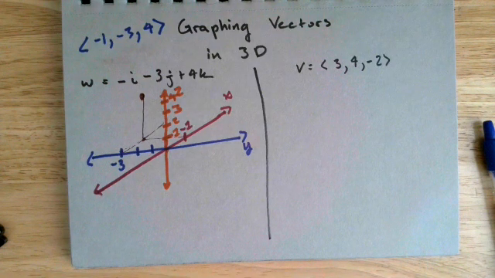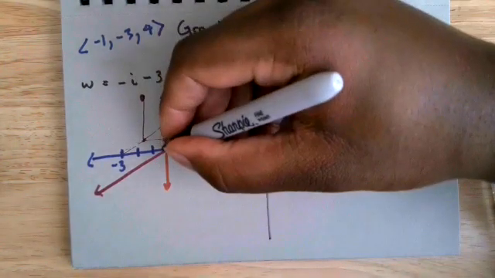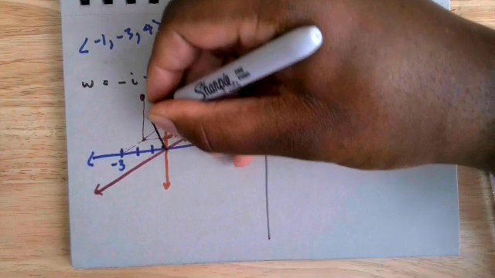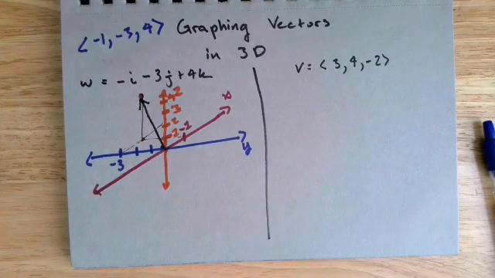Now, we're not done. Remember, the vector has to come from the origin and hit that point. So you're going to start at the origin and just draw up to that point and put an arrow on it. That's that vector. That's it. That's all you do. All right. Let's do this one real quick, and then we'll be done.